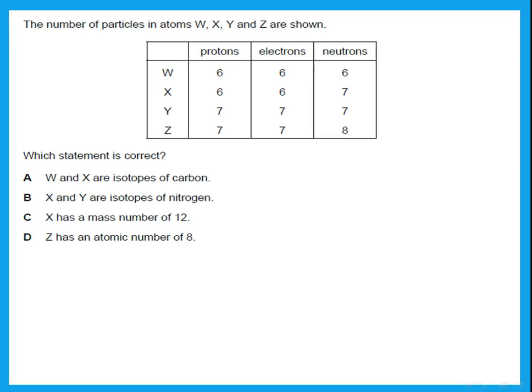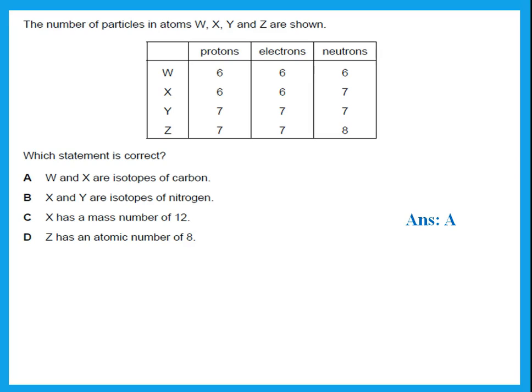Okay, the number of particles in the atoms are shown. Which statement is correct? Let's take them one by one again. W and X are isotopes of carbon. Is that right or wrong? W and X are both things that have 6 protons. If you look at the periodic table, it is 6. So this is the correct answer, since of course they have the same number of protons but different number of neutrons. The others will be wrong.